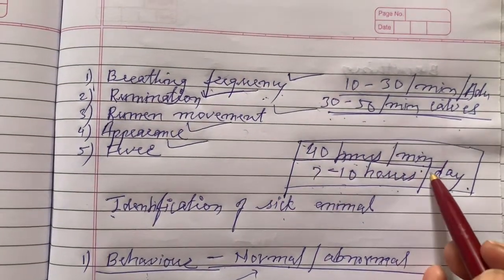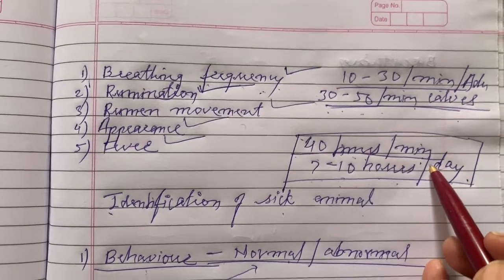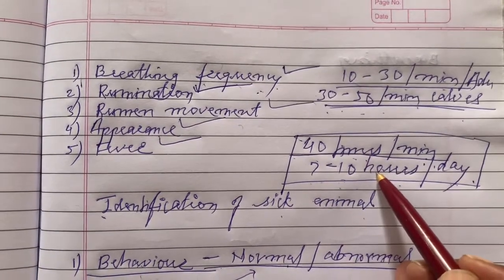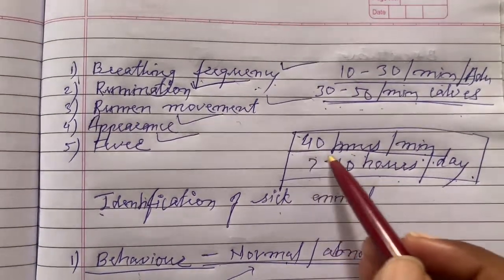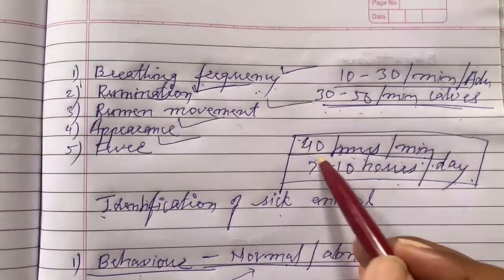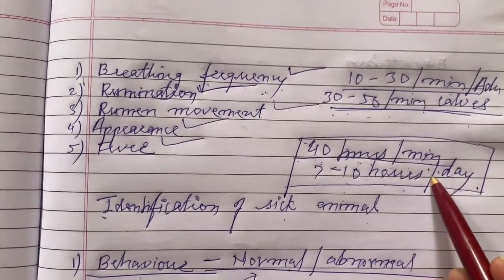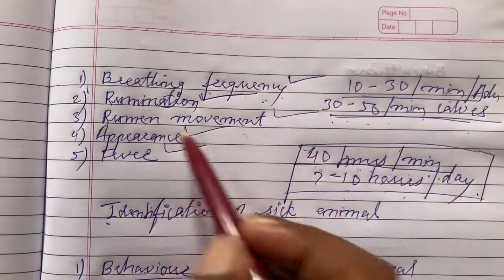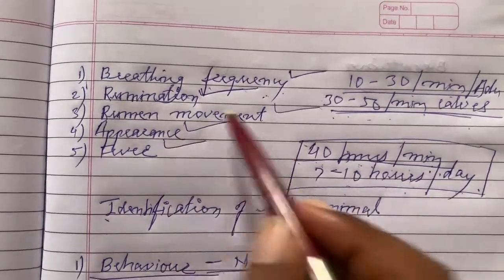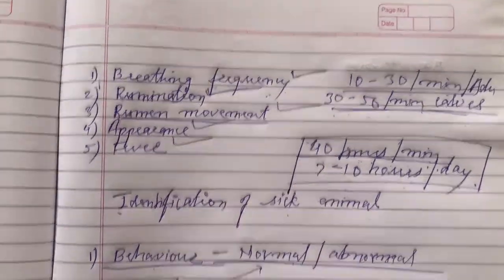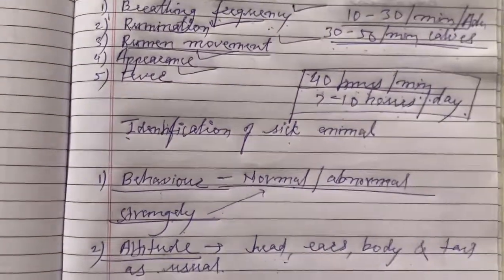If we observe the rumination movement in ruminant animals carefully, we may count that the animal generally ruminates 40 times per minute.